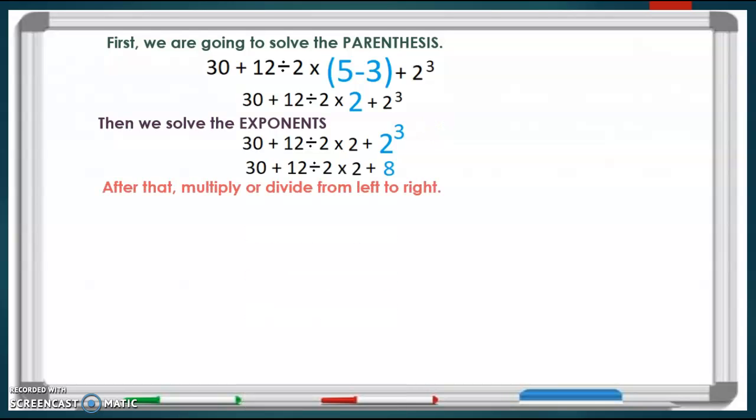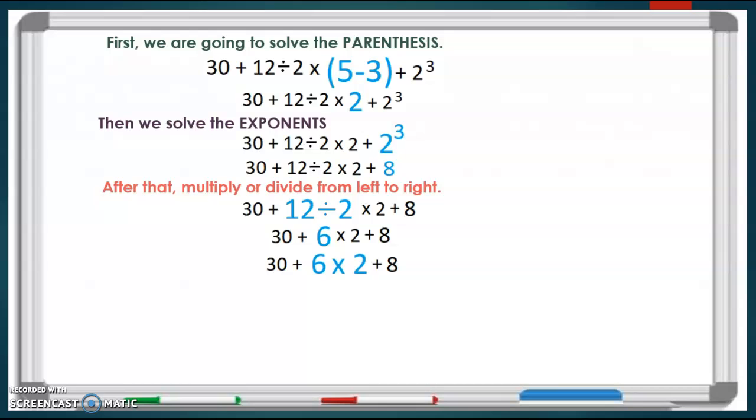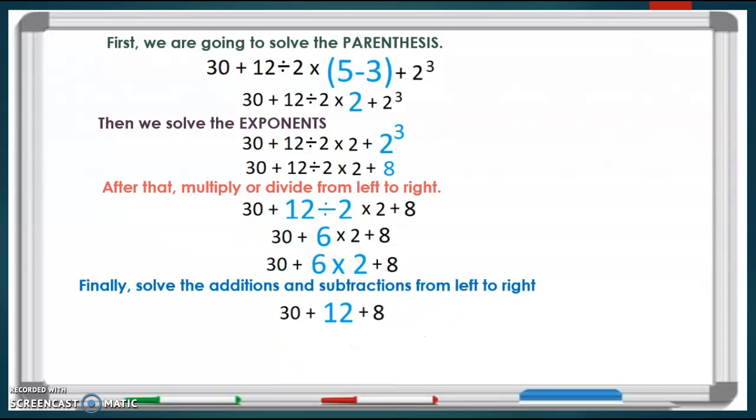After that, multiply or divide from left to right. In this exercise, we have first the division. So we are going to divide 12 by 2. The result is 6. Then we multiply 6 by 2, and the result is 12.